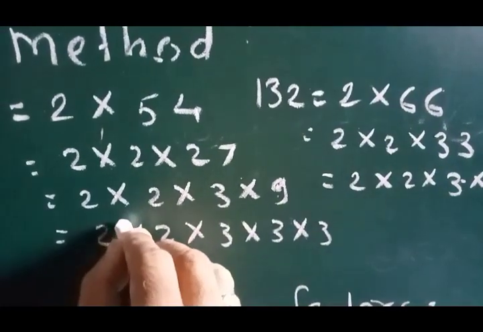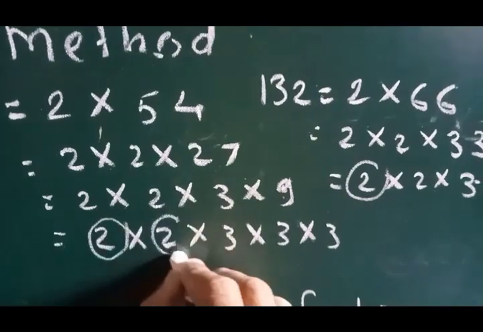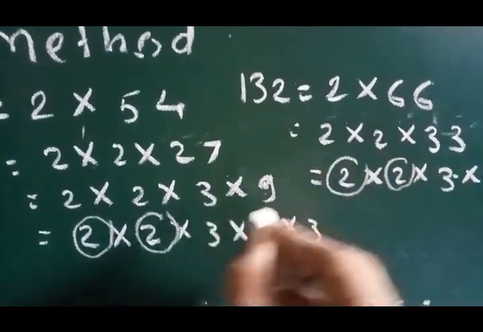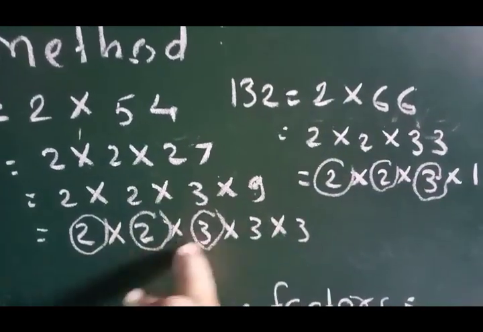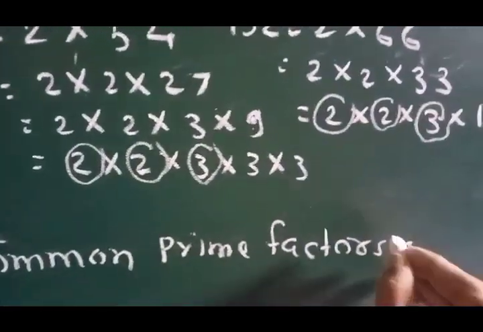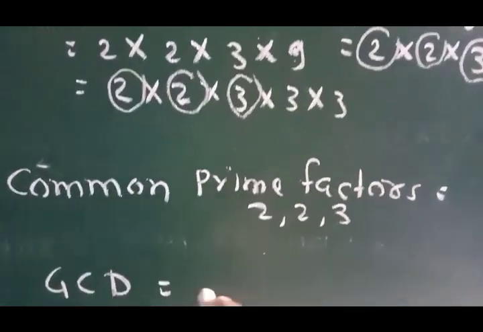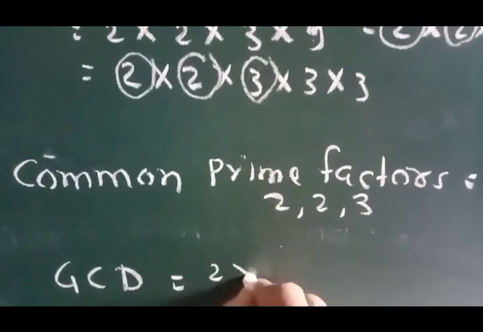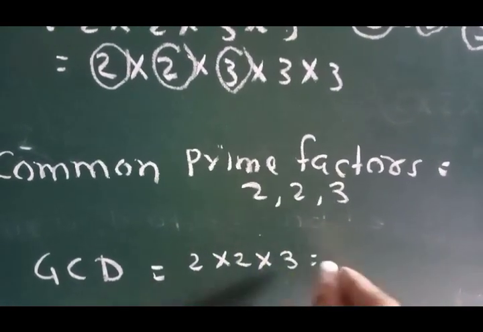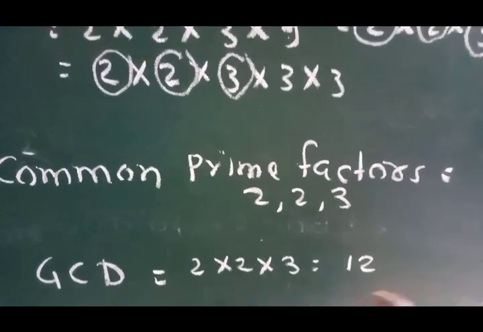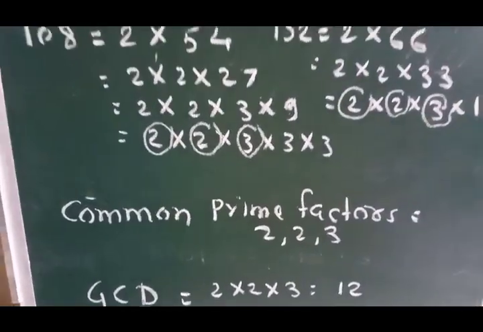Then here the common factor is 2, here 2, here also 2, then here 3, here 3. Common factors are 2, 2, 3. Therefore GCD is 2 into 2 into 3, that is 3 sixes are 18... 2 into 2 is 4, 4 into 3 equal to 12. Therefore the GCD of 108 and 132 is 12.